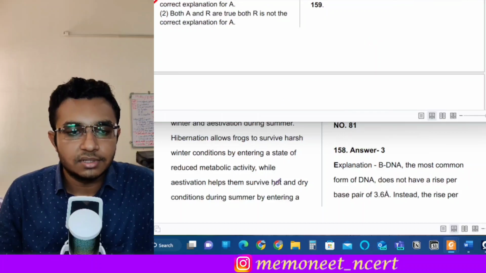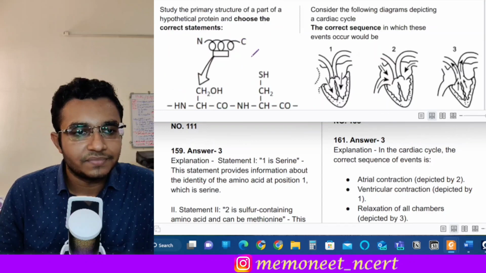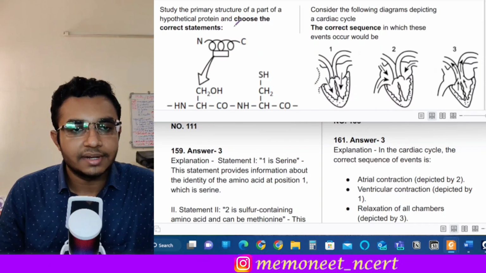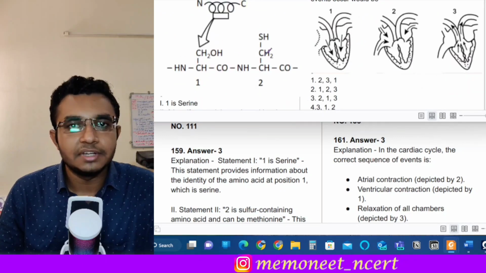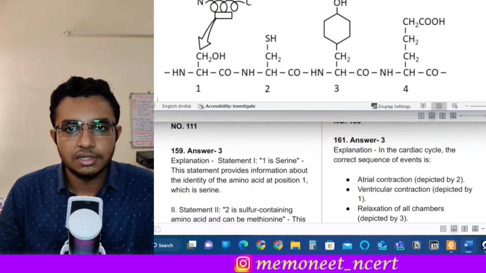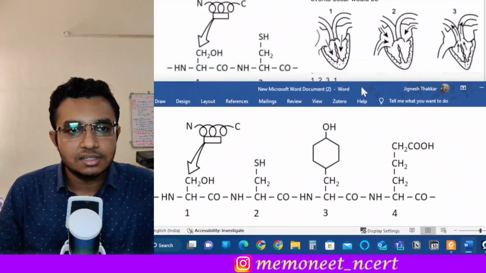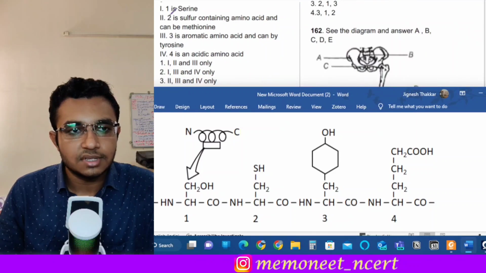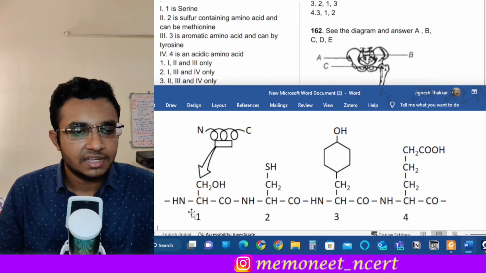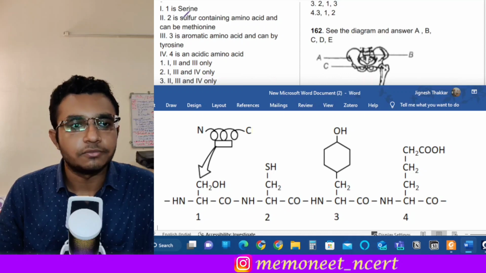Moving on to the next question, that is question number 159. It states that study the primary structure of a part of hypothetical protein and choose the correct statements. Now see, in the question, the figure is incomplete. Okay. The correct figure is like this. So if you can see over here the first amino acid, let us see the statements also together. So the first statement is first amino acid is serine. So is this correct? Yes. As you can see, the structure of this amino acid is of serine. Okay. So first statement is correct.